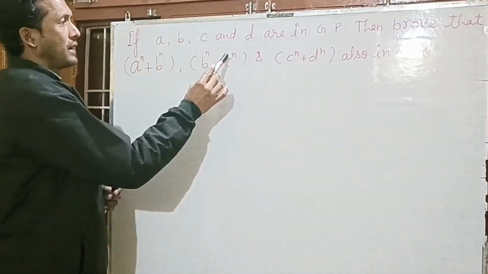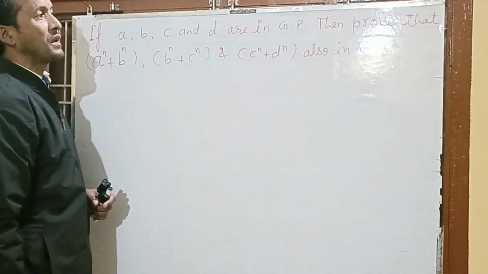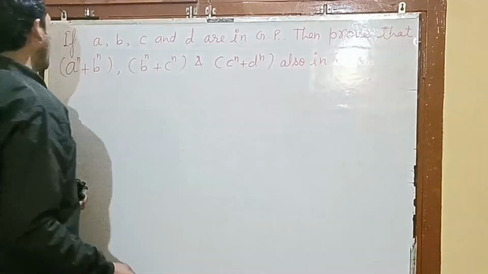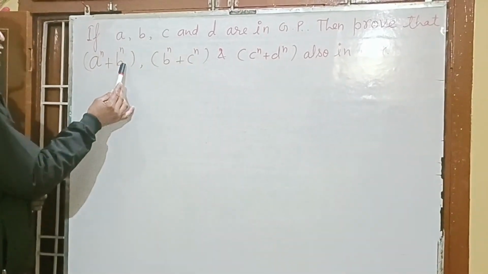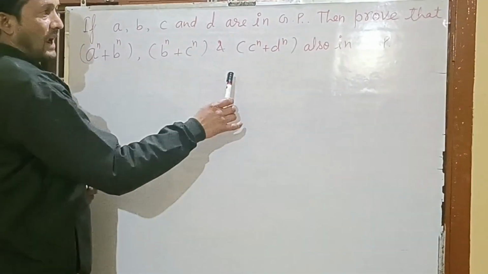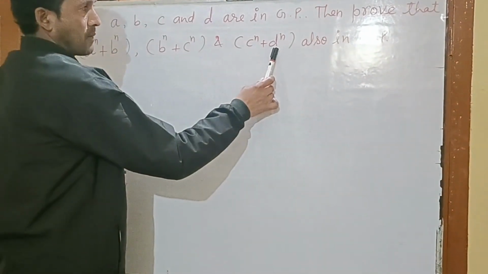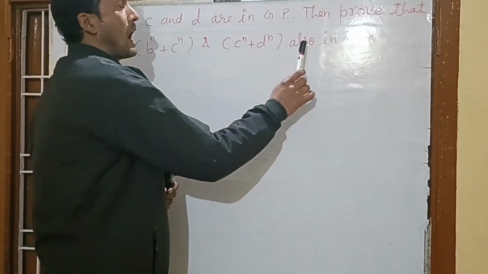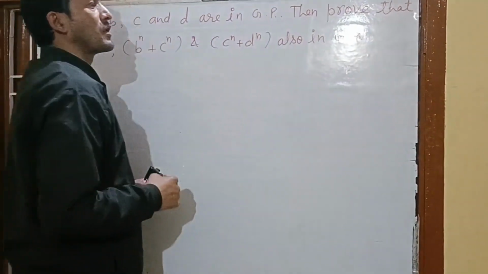If A, B, C and D are in GP, then prove that A to the power n plus B to the power n, B to the power n plus C to the power n and C to the power n plus D to the power n are also in GP.